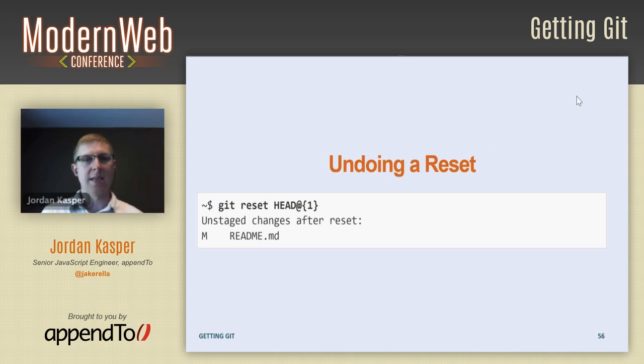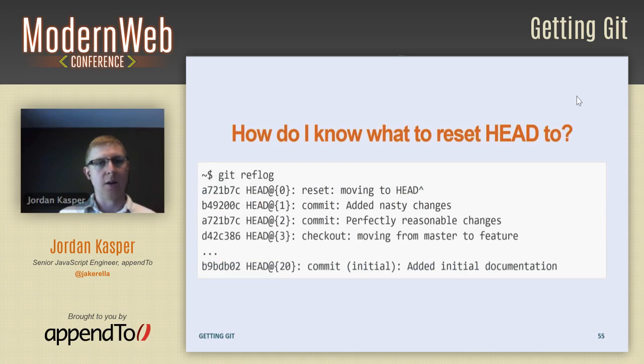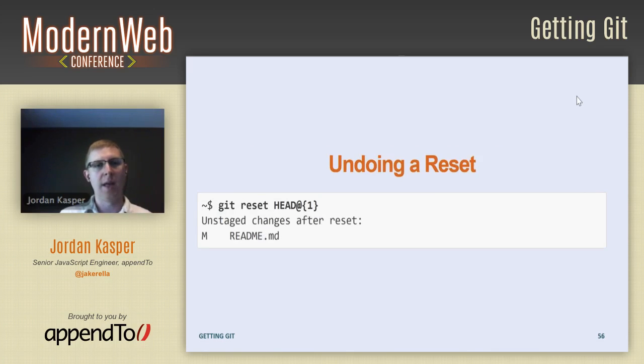And in fact, I can revert to that commit. So I could do git reset HEAD@{1}. Notice that the 1 index here is the nasty changes commit, right? So I can git reset HEAD@{1}, and it'll actually revert my reset. It'll undo my reset.